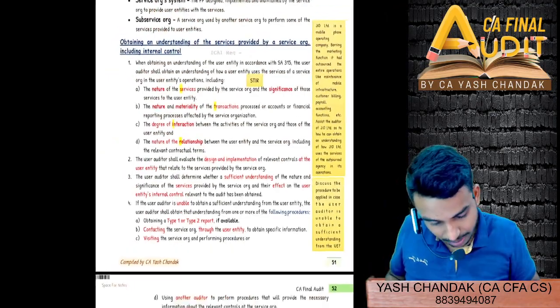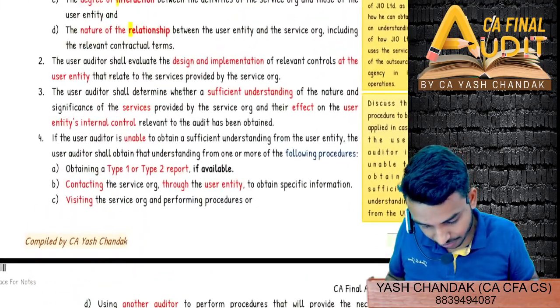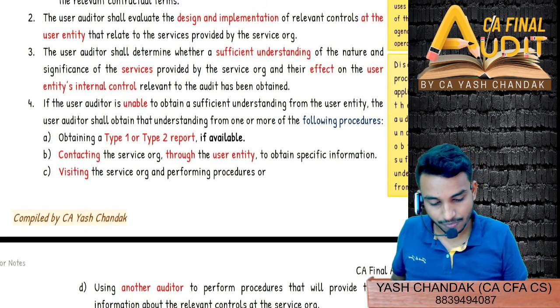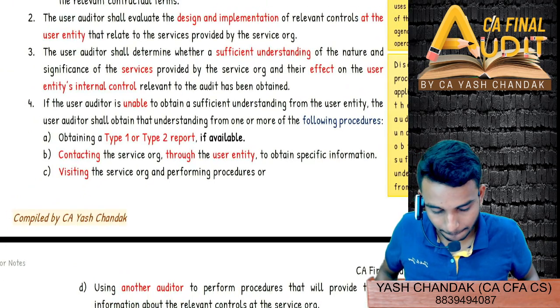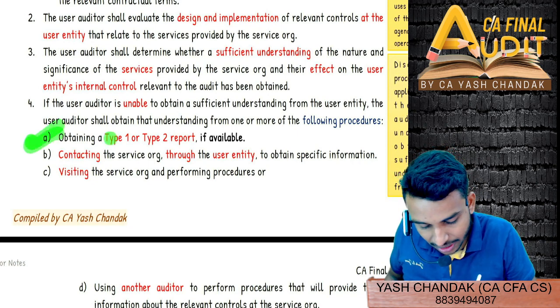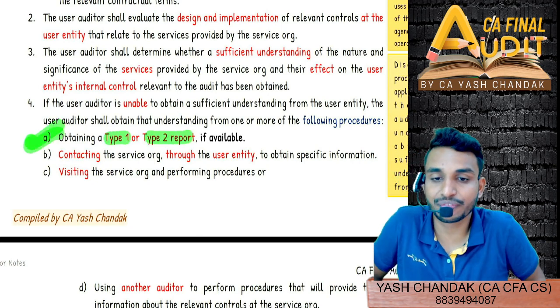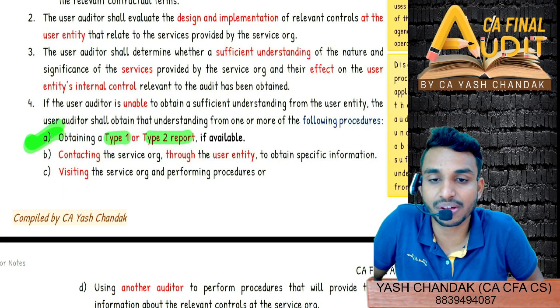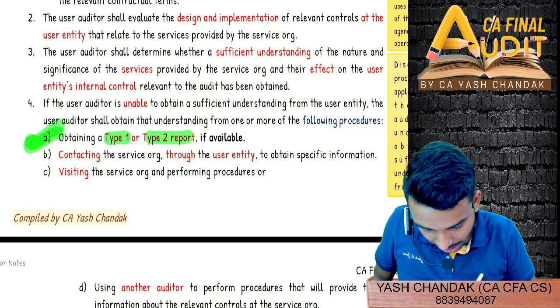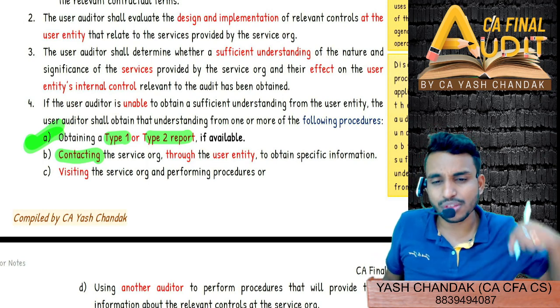So come here to page number 51, fourth point. Firstly, we will obtain a type 1 or type 2 report, whichever is available, right? And if not, then we can contact the service organization directly.